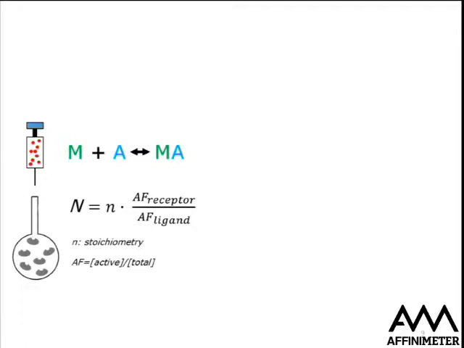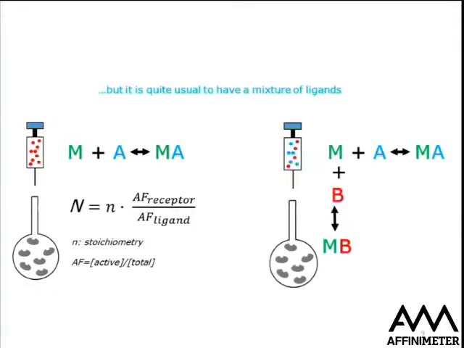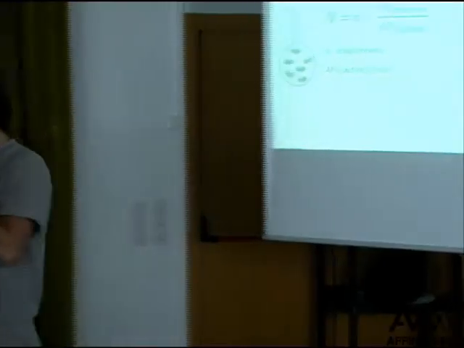But this is the ideal case, and the truth is that in many cases it's very common to have a mixture of different ligands in the syringe. When people synthesize new ligands, it's very common to have, for instance, a mixture of different isomers. And then in this case, you don't have a one-to-one model. What you have is a competitive model where you have two different ligands that compete to bind the macromolecule.